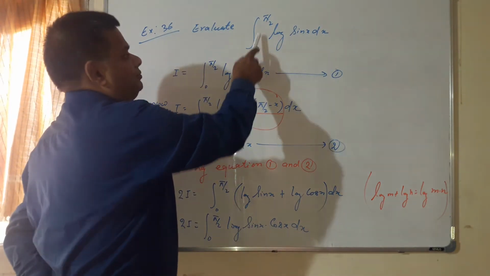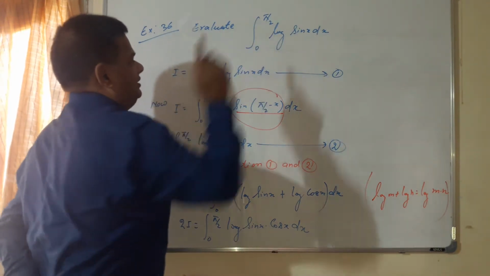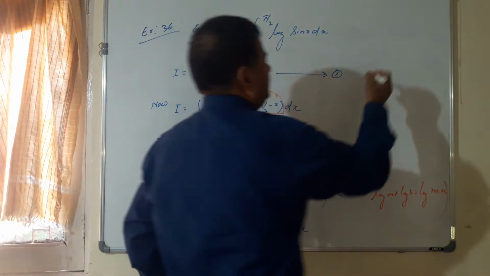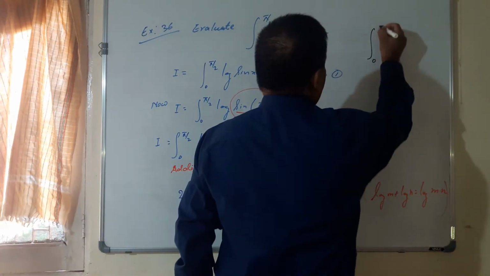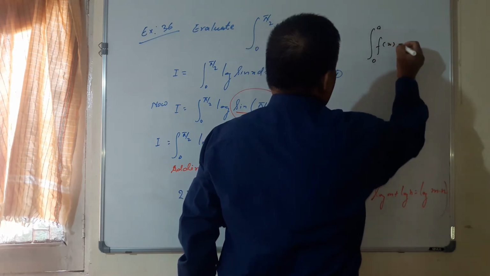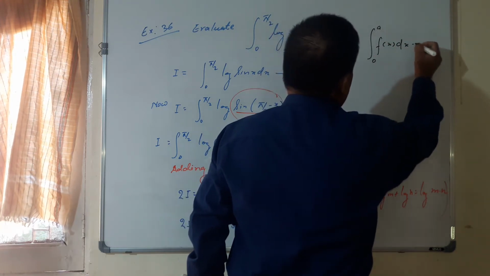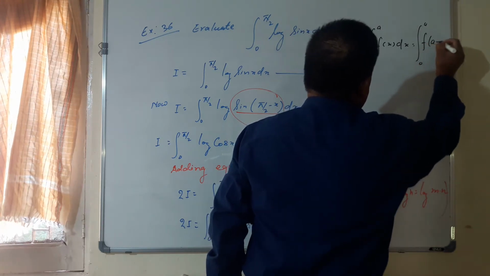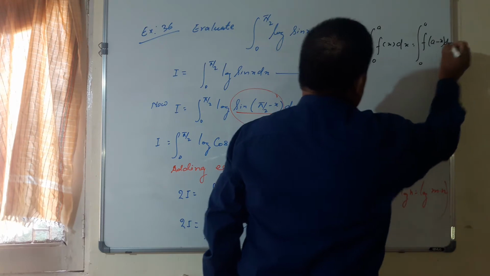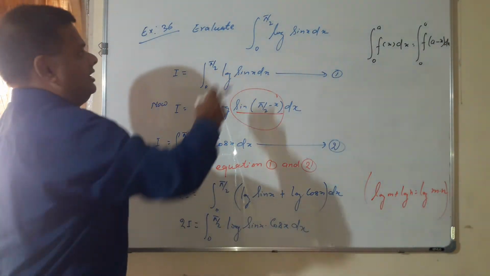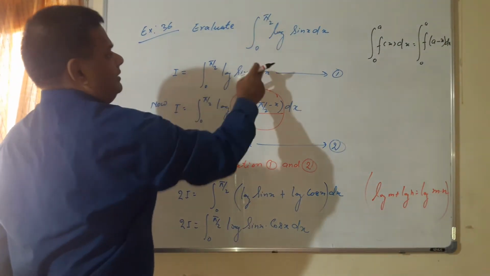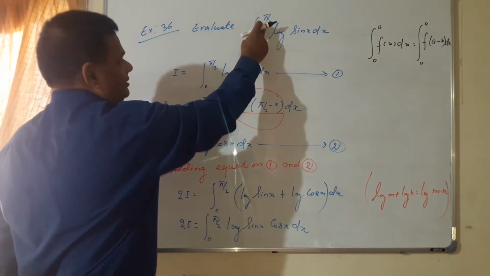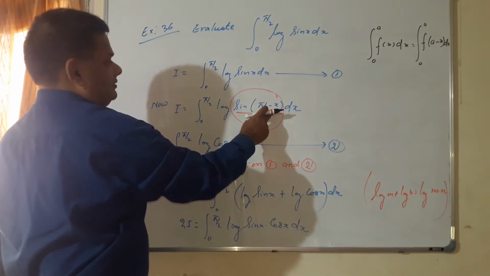Evaluate the integral from 0 to pi by 2 of log sin x dx. So here you have to use the formula: integral 0 to a of f(x) dx is equal to integral 0 to a of f(a minus x) dx. Use this formula. Here a is pi by 2, so put here pi by 2 minus x.